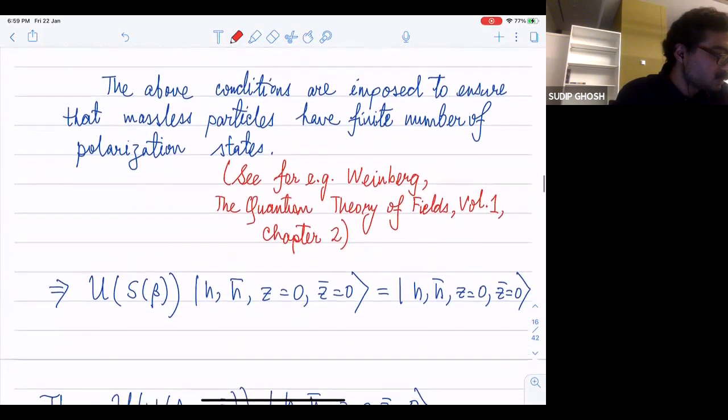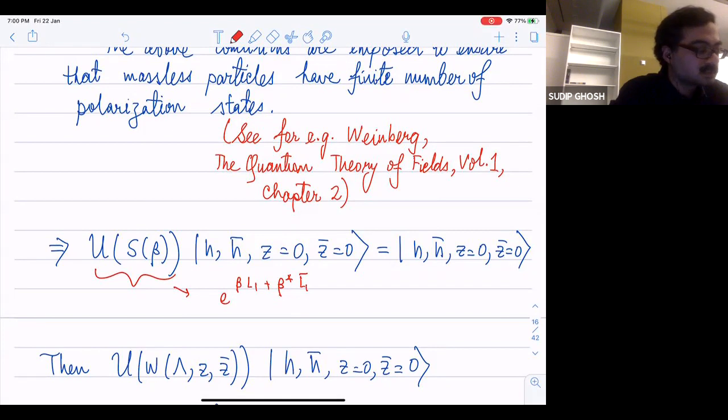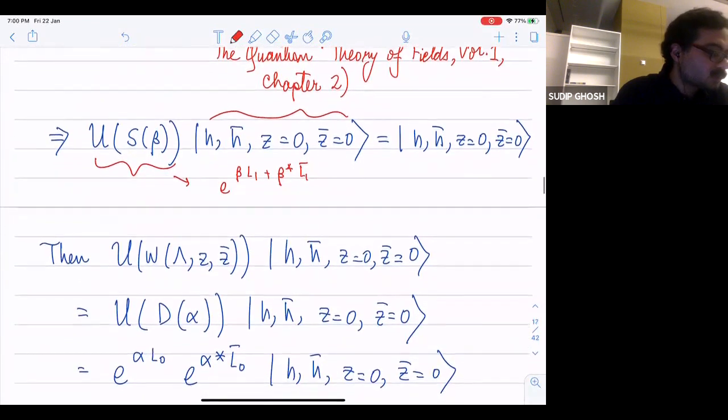Good. So what we immediately have is that if I act with this unitary operator, recall that it had the following form: L1 plus beta prime L1 bar. Since L1 and L1 bar individually annihilate this state, when this unitary operator acts on this single particle state, it gives back the same state with eigenvalue 1. So now we are almost done.